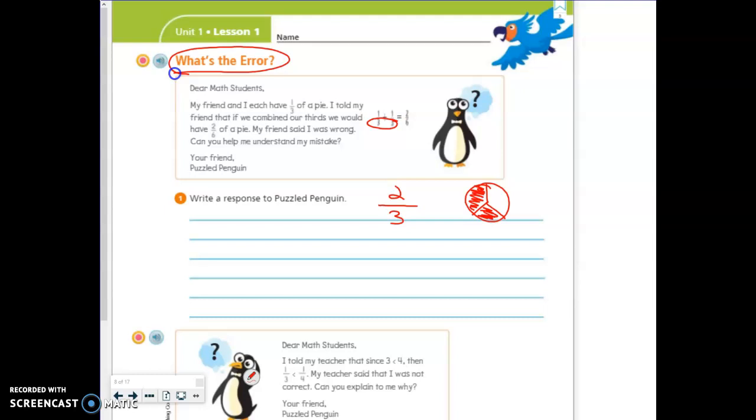We didn't make it into 6. We just said that one of the people ate 1/3 and the other person ate the other third. And so we are now at 2/3 of the pie that are gone. All right? So hopefully that makes sense to you.